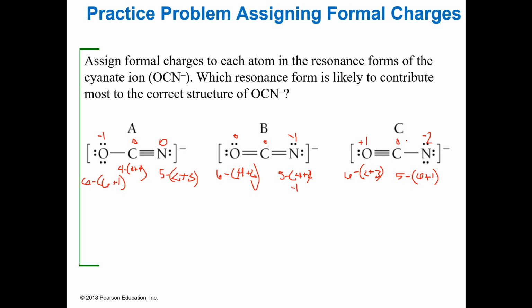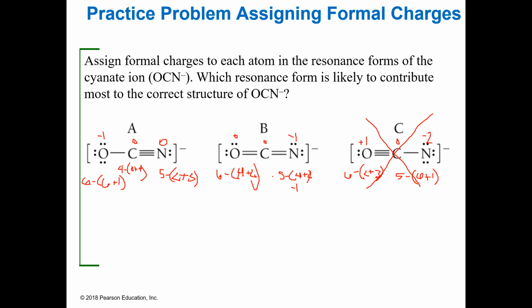Okay, now one thing I want to point out is that the cyanate ion overall has a charge of -1. So all your formal charges should add up to be -1. And in each case it does. So that's good. Now we want to look at which one is our best contributor. We're going to do that by looking at where the formal charge is. First of all, we want the least amount of formal charge. So this one's going to be out automatically, because it has formal charge that is not 0 on 2 different atoms, and it also has a bigger number than the rest. So that's definitely not going to be our biggest contributor.